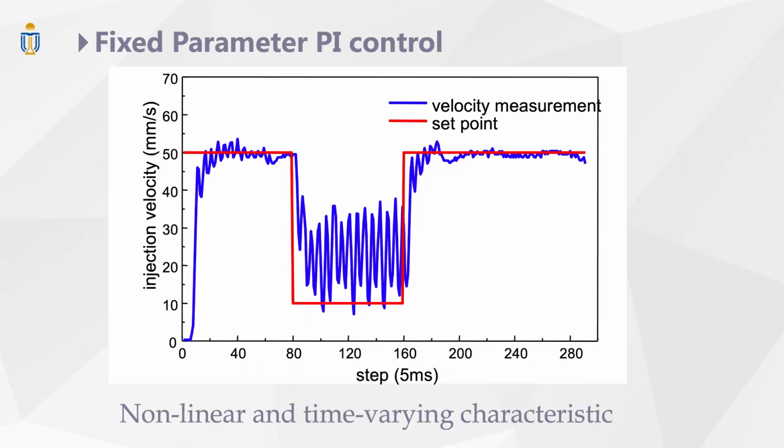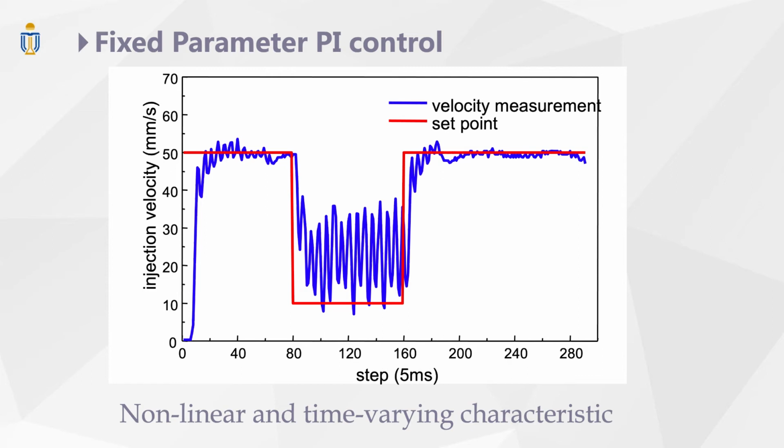We started with the traditional method of PI control. We intend to have the velocity follow a certain set point profile. You can see with the PI control, at certain times, at certain velocities, the velocity can be controlled. At other velocities, the machine simply oscillates. This is because of inherent nonlinear and time-varying characteristics, which are exceptionally strong.